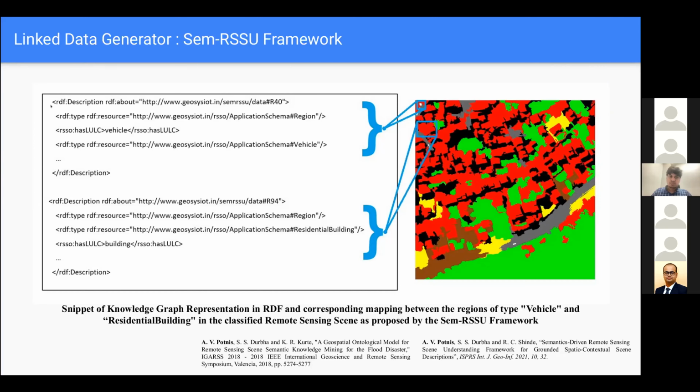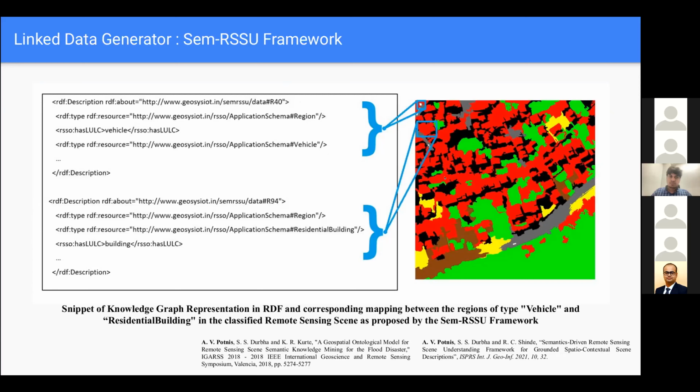So resource description framework stands for that. And so R40 is the unique object ID that has been assigned to this particular white colored region that you see here. We say that it is of type region. It has an attribute of has land use land cover as vehicle, and it is also of type vehicle. Similarly, the region R94 is of type residential building and so on.